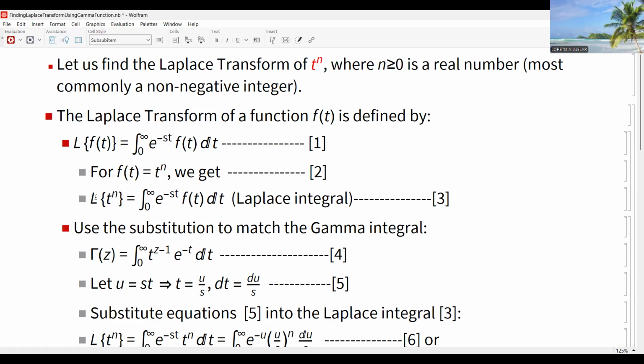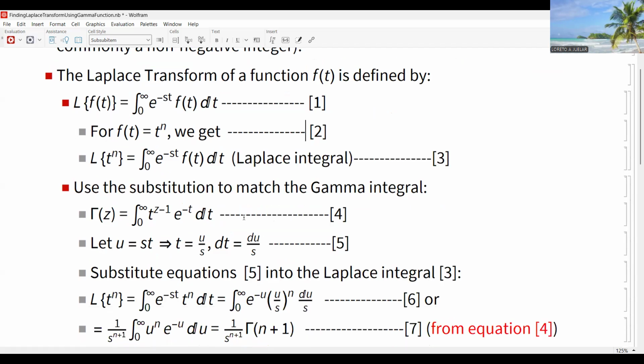Our equation 3 is the Laplace transform of t to the n, which is equal to the integral of e to the negative st times f of t, from 0 to infinity. So this is our Laplace integral, equation 3. Use a substitution to match the gamma function. This is our definition for the gamma function, equation number 4.